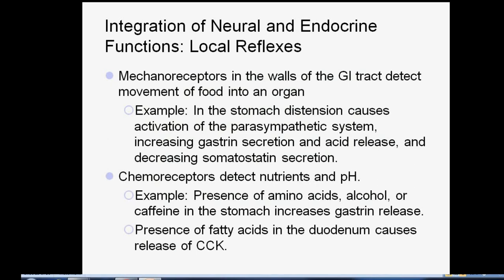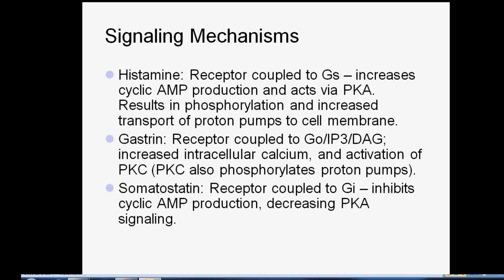Chemoreceptors. The chemoreceptors detect nutrients and pH. That means the presence of amino acids, alcohol or caffeine in the stomach increases gastrin release, while the presence of fatty acid in the duodenum causes release of CCK, that means cholecystokinin. Now, how this works, you can explain it on the basis of signaling mechanisms.